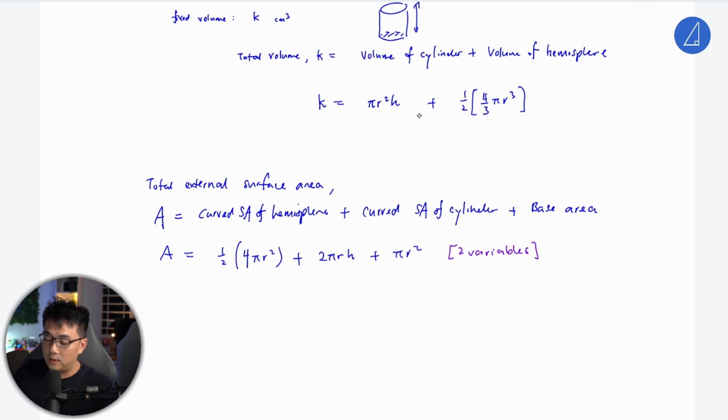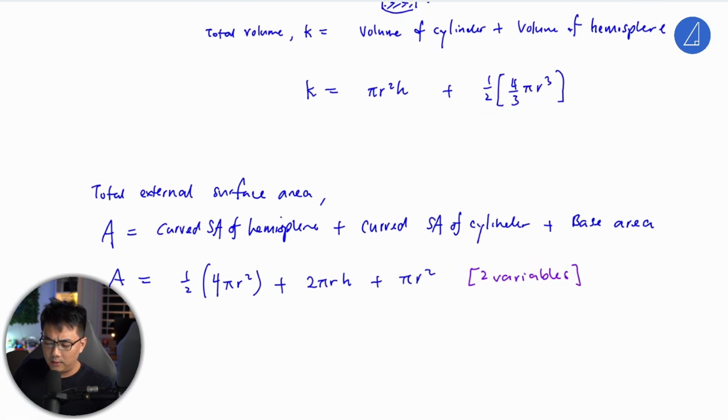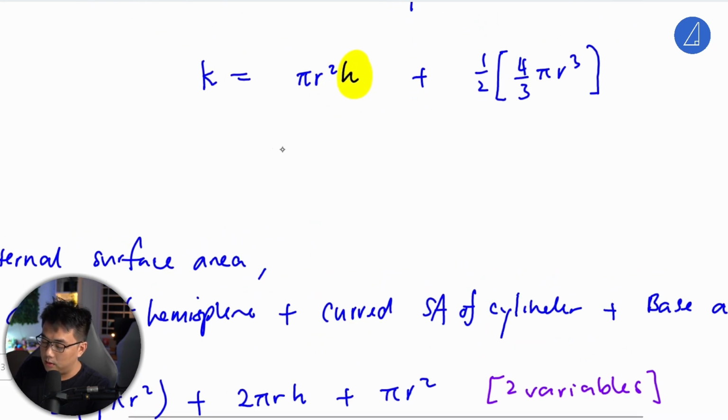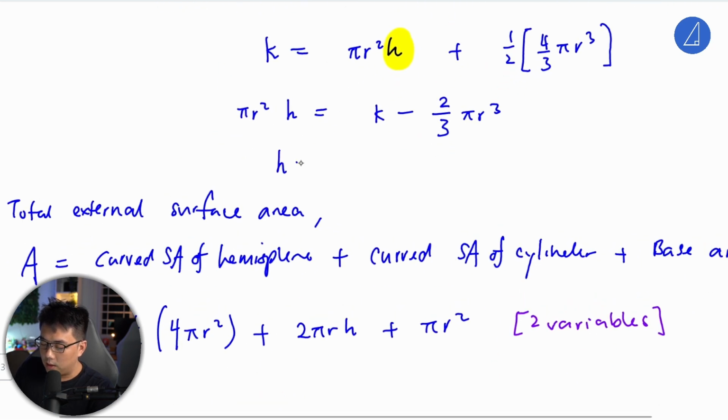So in this case we just need to use this. I think it's easier to make h the subject here. So I'm going to make h the subject from the previous condition, which relates both of these variables. I'm just going to move it around. So that will be h pi r square, making it the subject, equals k minus 2/3 pi r cube. Then making h the subject, h will be k over pi r square, minus 2/3 r. Let's do that.